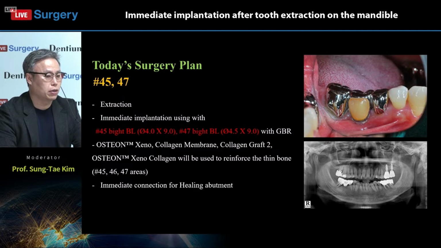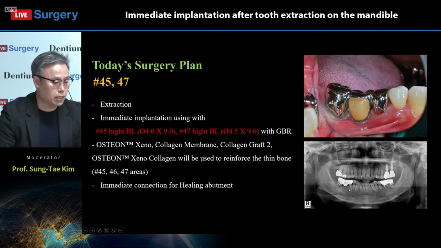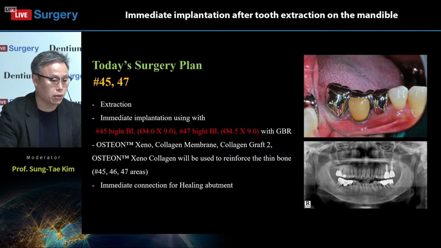If you look at the panoramic radiograph, you can figure out that number 45 is distally angulated and number 47 is mesially angulated. Hopefully, we're going to extract without any problem, and we're going to place the implant in this direction. The direction of the implant placement is a little bit different from the tooth axis, which means we can get a lot of pressed bone we can use for primary stability. Sometimes an angulated tooth is good for immediate implant placement.